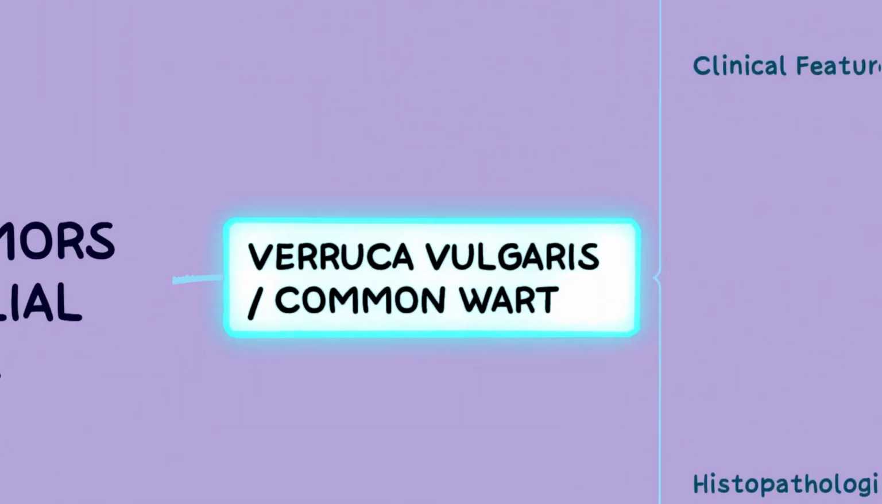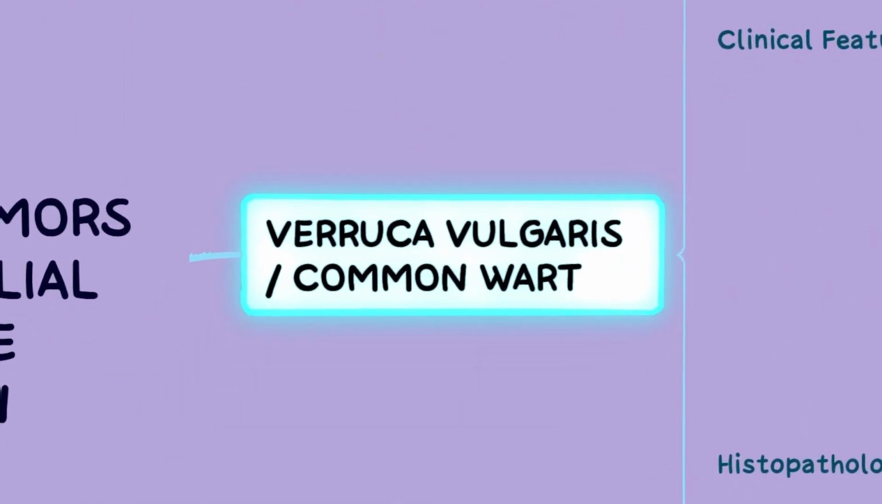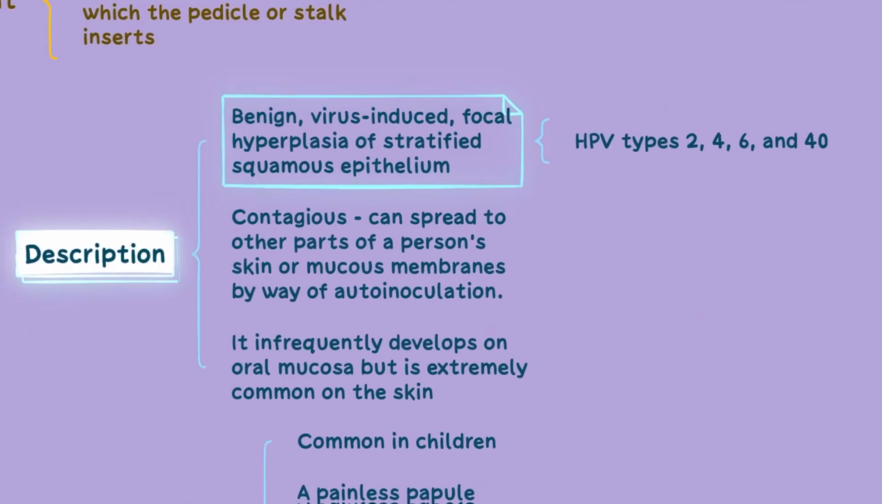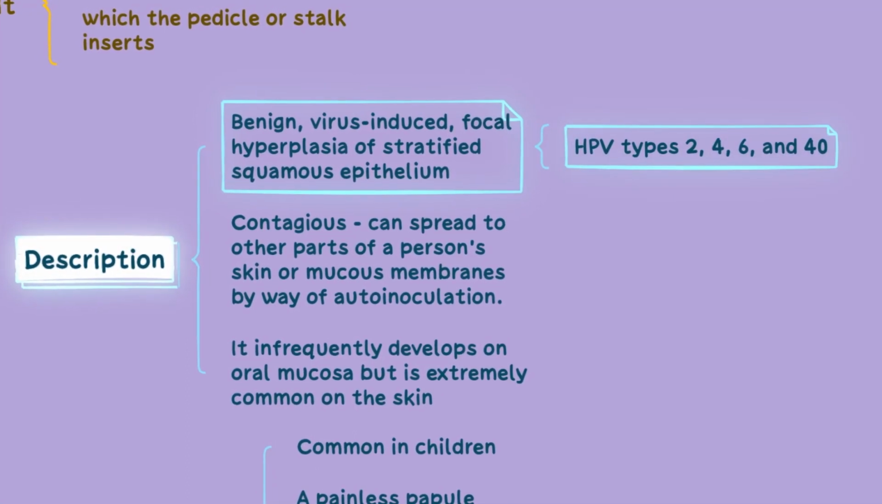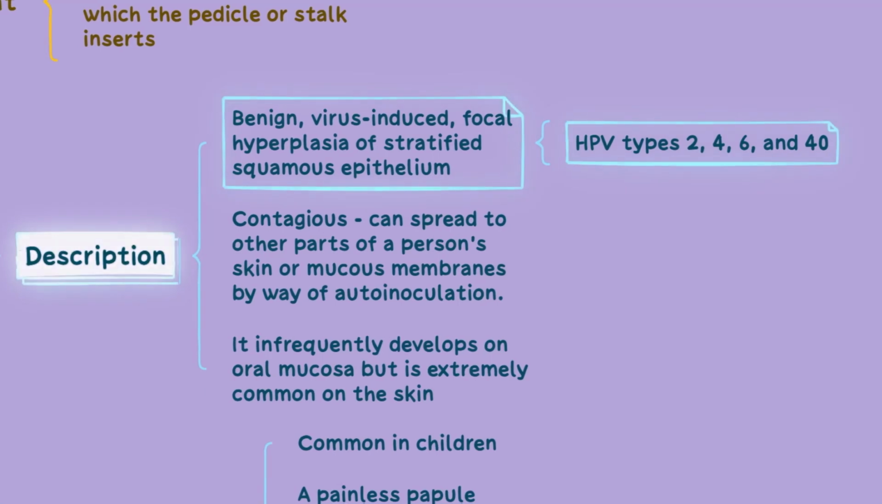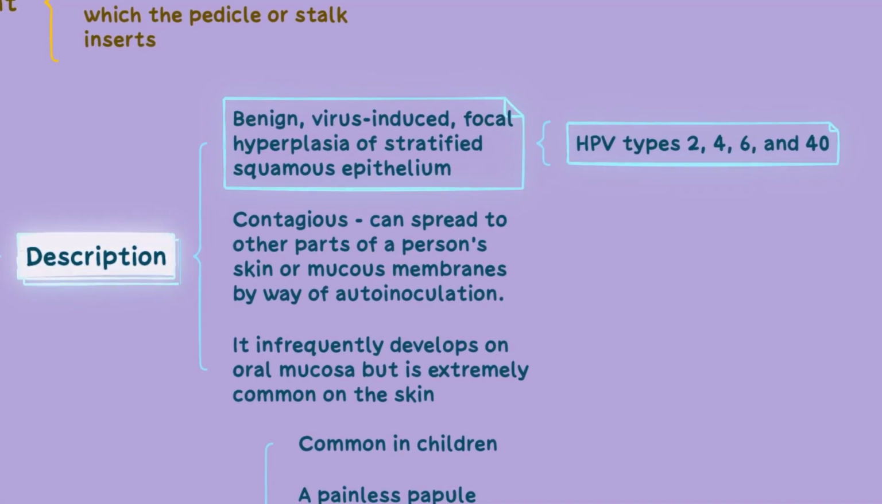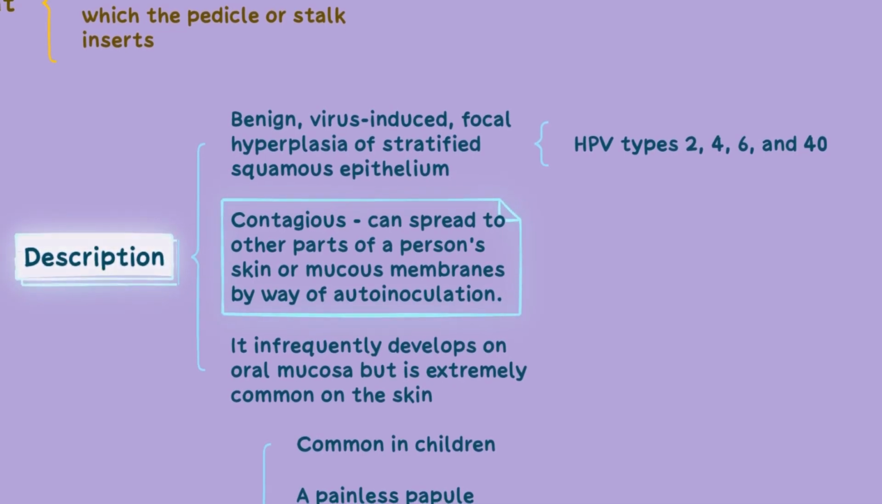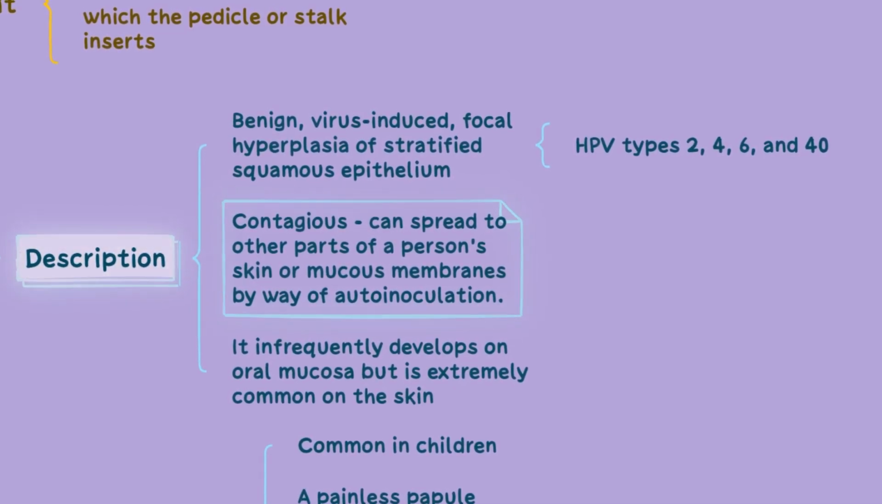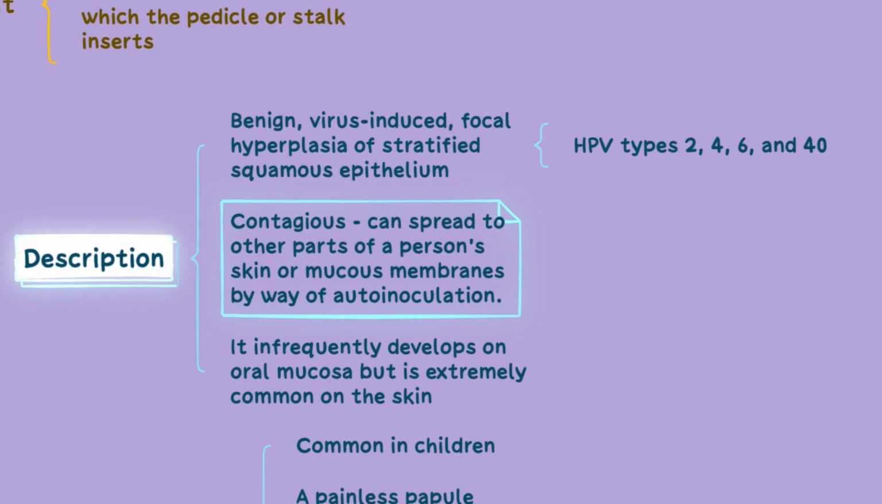The next tumor is the Verruca vulgaris, also known as a common wart. It is a benign growth caused by the human papillomavirus, specifically types 2, 4, 6, and 40. It leads to focal hyperplasia of the stratified squamous epithelium. These warts are contagious and can spread to other parts of a person's skin or mucous membranes through autoinoculation.